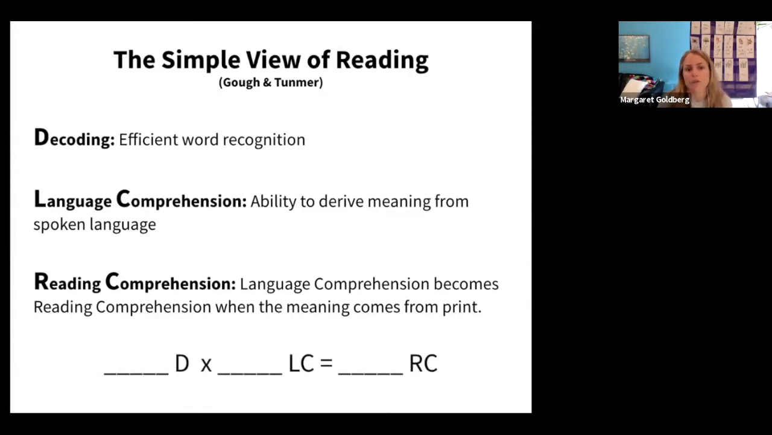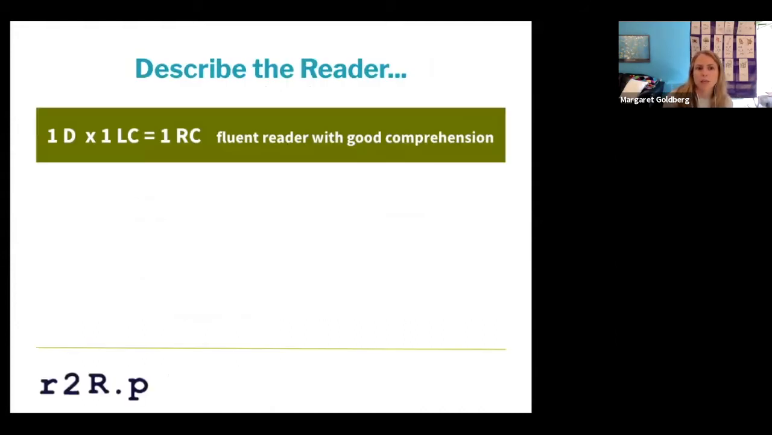But so the simple view of reading: we have decoding skills times language comprehension skills equals the amount of reading comprehension we can expect for a child. So we're going to talk a little bit about these formulas.